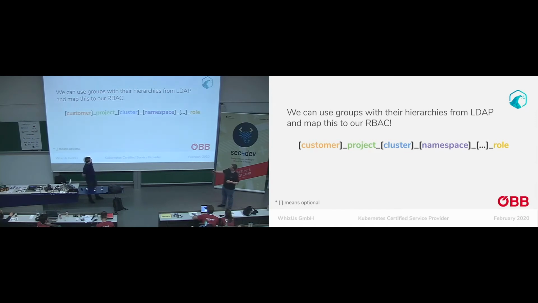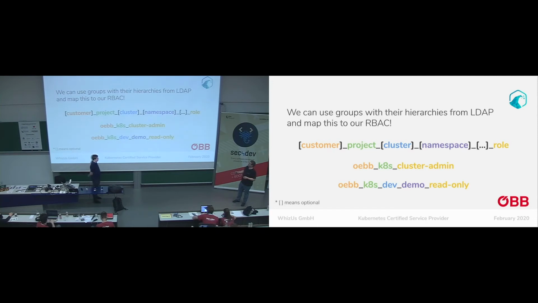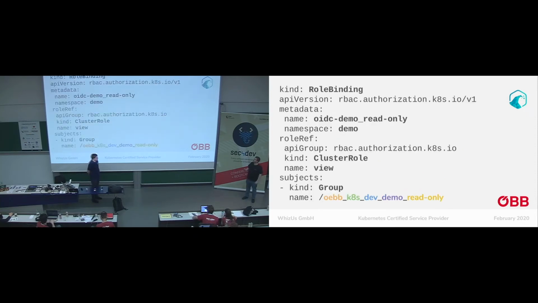We put it into different parts: the customer, the project, the cluster, prod, dev, QA, whatever, namespaces, some optional parts, and the role. When we have a look at our company, somebody like me who is allowed to do everything in every Kubernetes cluster, this might look just like this: cluster admin, because I'm allowed to do everything everywhere. And some external guy like Dimi is maybe just allowed to read something in our demo namespace of the dev cluster. That's how we organized it in our company.